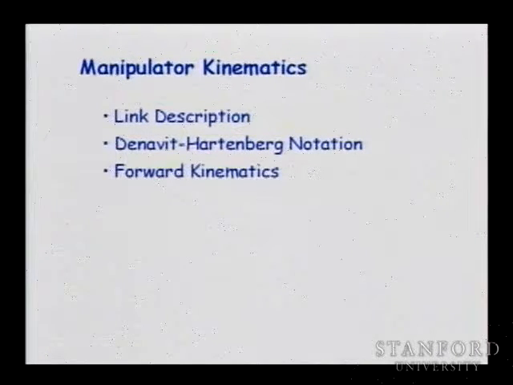And through this notation and those parameters, we will be able to come up with a description of the forward kinematics. The forward kinematics is the relationship between these joint angles and the position of the end effector. So through forward kinematics, you can compute where the end effector position and orientation is.